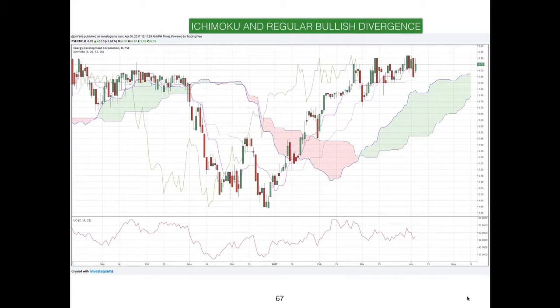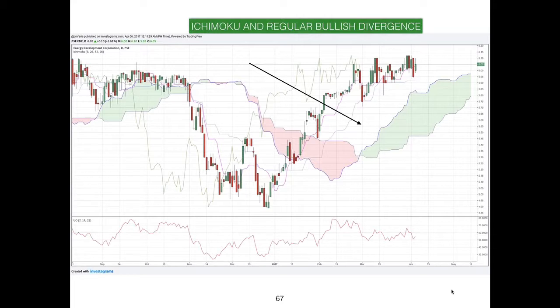So this is the chart for EDC. This was in April 2017, so this is not the current chart. EDC had been on a downtrend for 1 month until December 2016. I think I used Investograms and changed the colors of the lines in this chart.